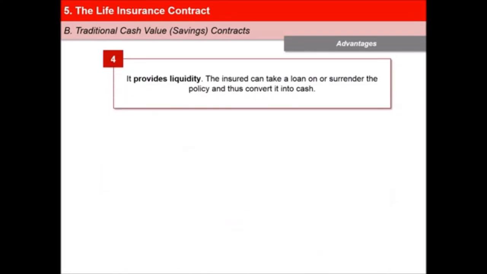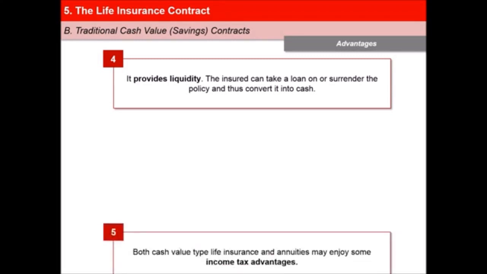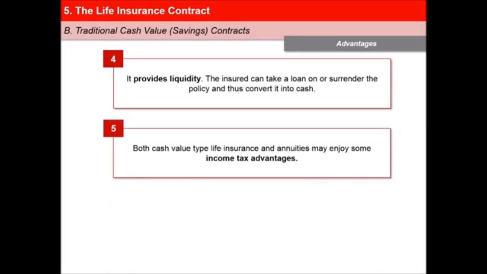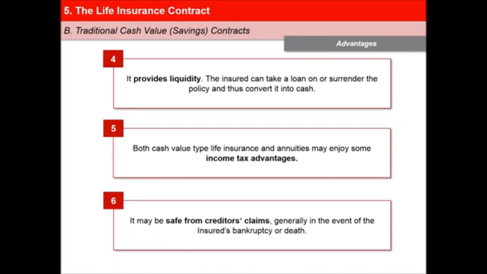Fourth, it provides liquidity. The insured can take a loan on or surrender the policy and thus convert it into cash. Fifth, both cash value type life insurance and annuities may enjoy some income tax advantages. And finally, it may be safe from creditors' claims, generally in an event of the insured's bankruptcy or death.